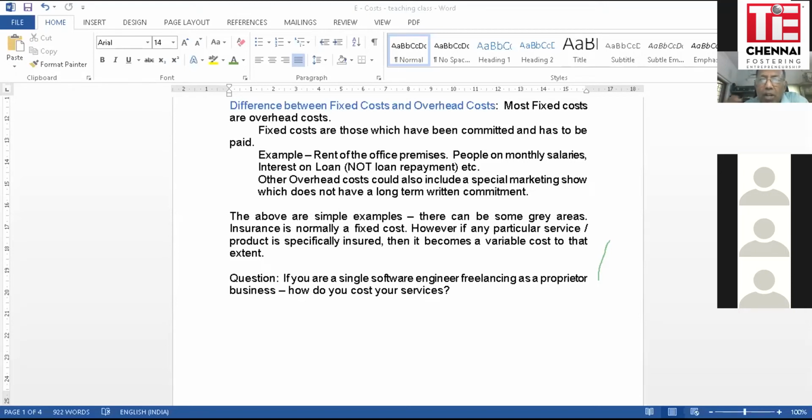As I said, the overhead costs are marketing, the overhead costs of factory, admin, stationery, all these are overhead costs. I don't have the time to go into those details, so I'm not going into that. So let me get on to something which I told you earlier, sunk costs.